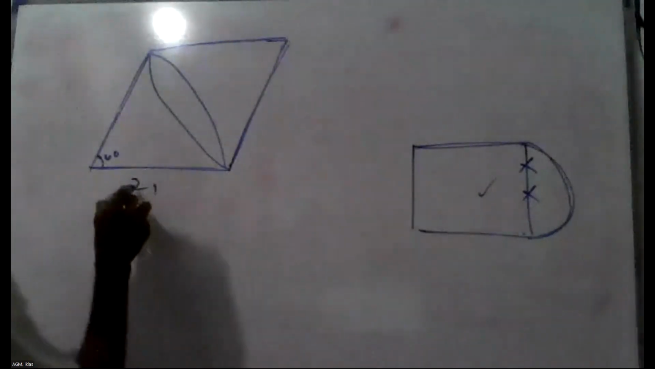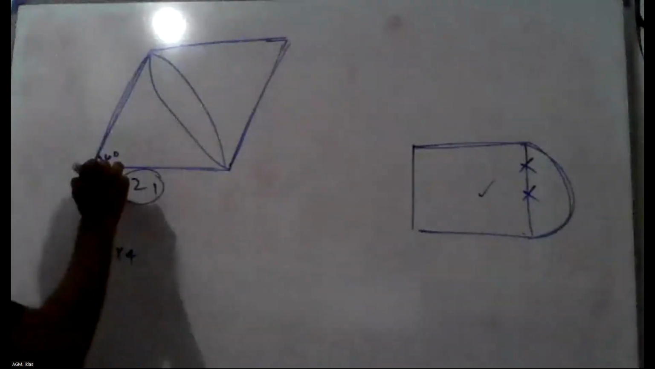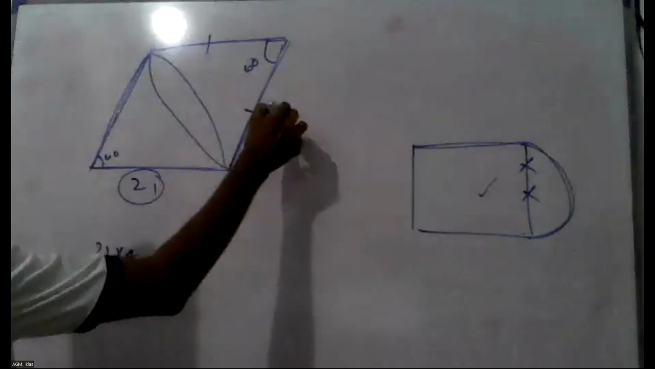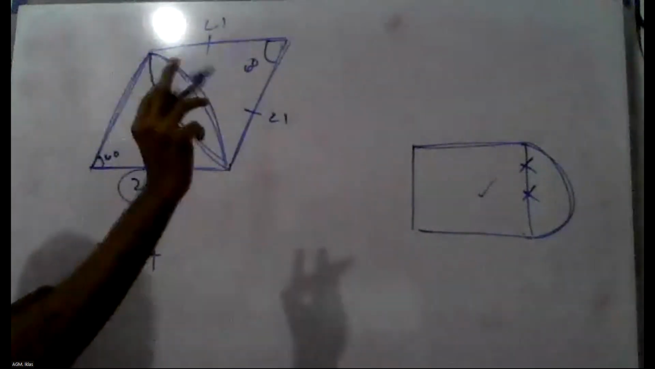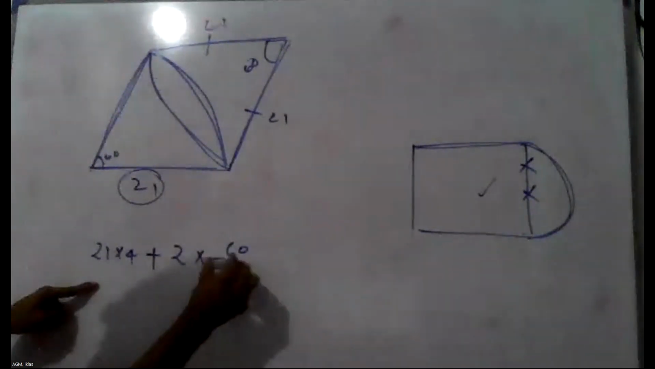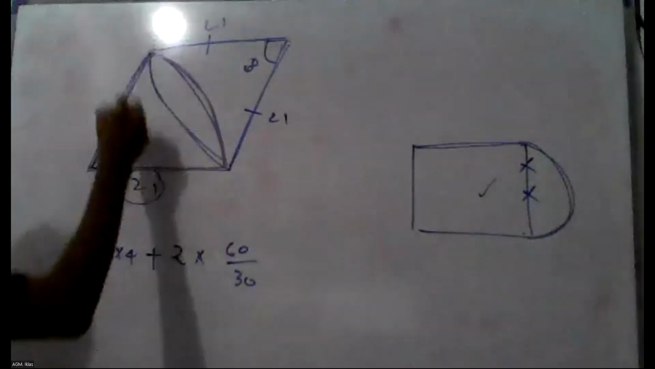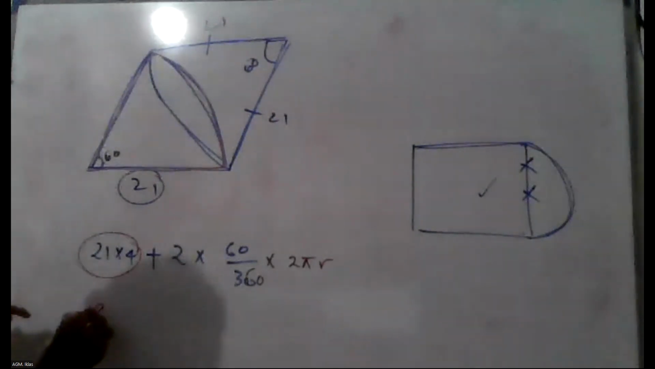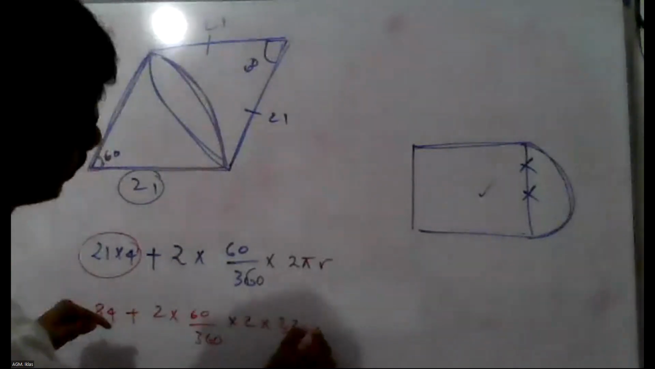So here I need 21 times 4, because this side is 21, this side is 21, and if this is 60, this is also 60. If this is 60, this side is also 21. So there are 4 times 21 plus we have two similar curved lengths. So 2 into 60 over 360. Why? I'm going to consider it as a sector, and the angle at the sector is theta. Theta is 60. So 60 over 360 into 2 pi r. So 21 times 4 is equal to 84 plus 2 into 60 over 360 into 2 into 22 by 7 into 21.